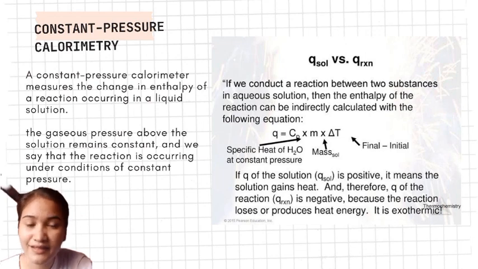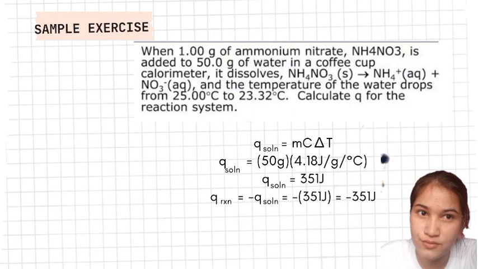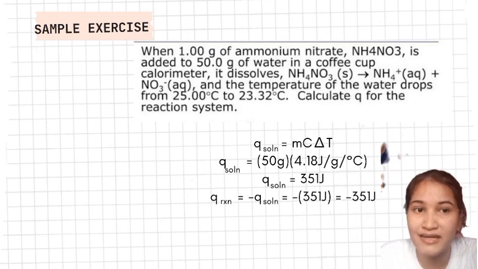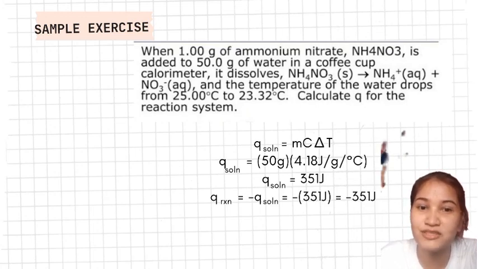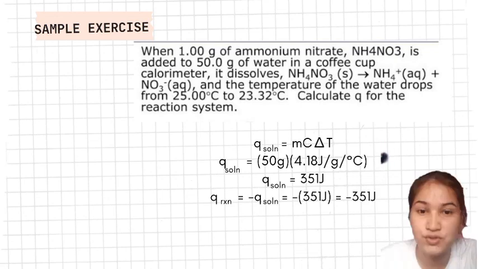So to find the heat of the reaction, it's simply going to be the negative of Q solution. We have to calculate the heat for the reaction system. Let's use the equation heat of solution is equal to mc delta T, or mass times specific heat times the change in temperature. Substituting values, we will have 50 grams times 4.18 joules per gram per degree Celsius times 1.68 degrees Celsius. I forgot to type delta T. Apologies. Our Q solution is 351 joules. As I said earlier, our Q reaction is simply the negative of our Q solution. So the answer will be negative 351 joules.